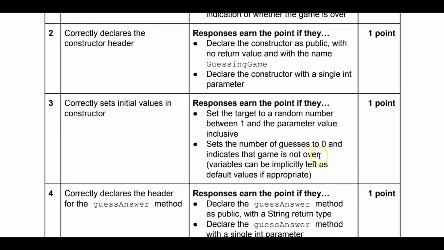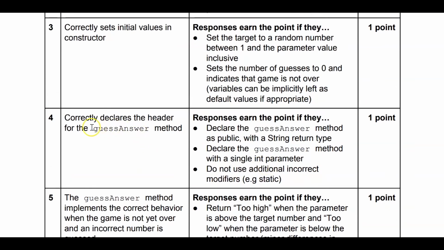The second thing is, did you set the number of guesses to 0 and indicate that the game is not over? Some of this can be implicitly left at the default values if appropriate, right? Because the default value of an int is actually 0 and the default value of a Boolean is going to be false. So you could leave those as defaults and that would have given you the appropriate values. It's just important to make sure that you didn't set them to something that's not 0 or false.